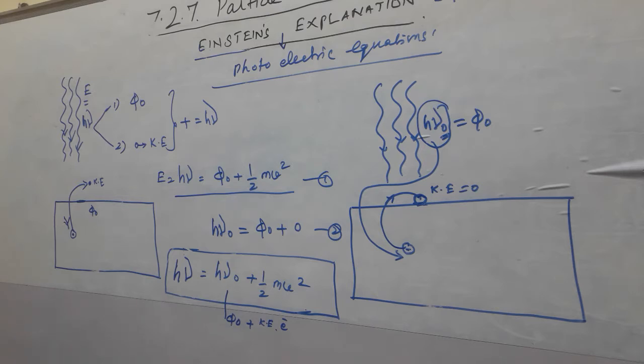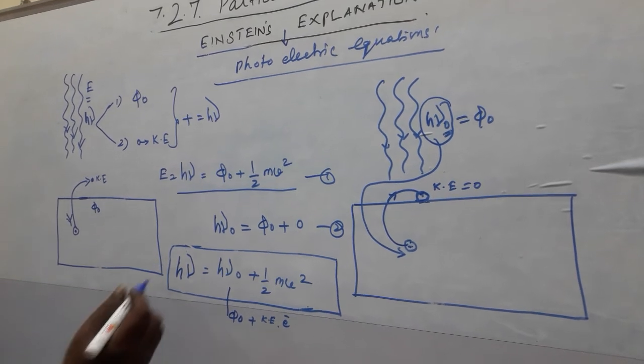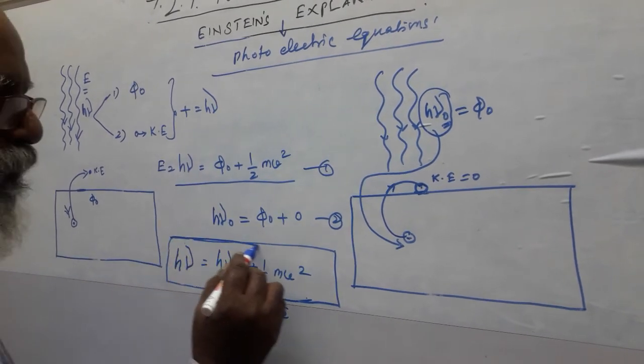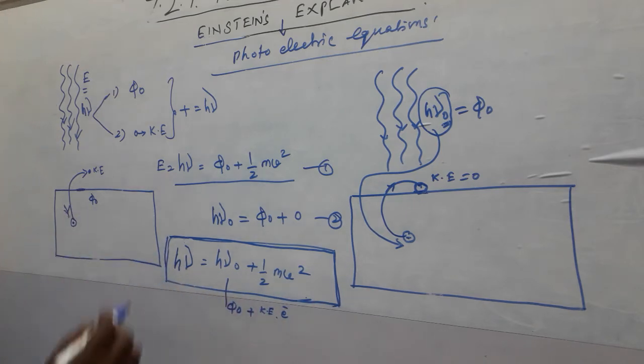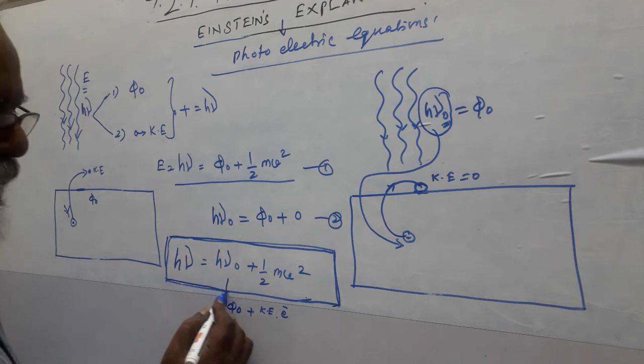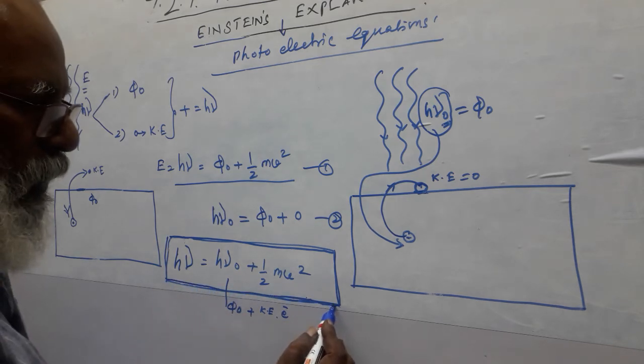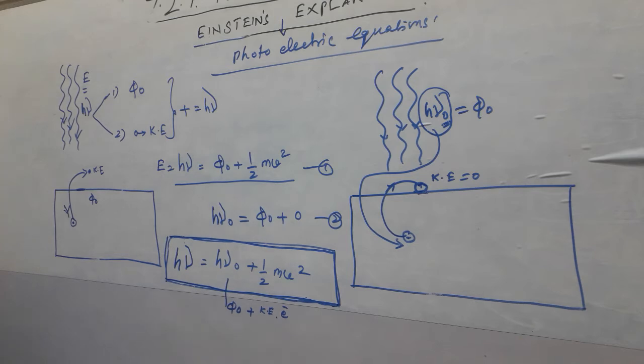This is called Einstein's photoelectric equation. Now, I think you have understood it clearly, so I need not repeat it once again.